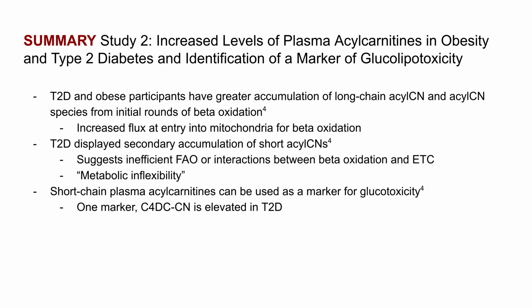And this is why some researchers say that type 2 diabetics are quote-unquote metabolically inflexible. Therefore, these short-chain plasma carnitine levels that are accumulated in type 2 diabetics can actually be used as a great marker for glucotoxicity and type 2 diabetes.